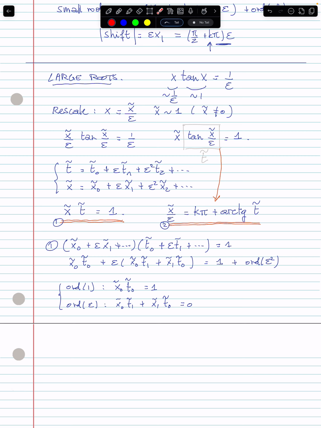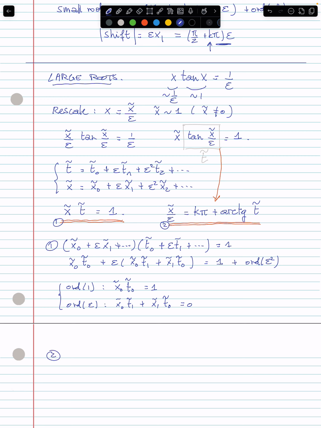Then you see that in the following equation, there are two additional unknowns, x1, t1, but I do expect that the first correction to the second equation will provide also another equation for x1 and t1, and these can be solved all together. All right, so let's keep going and expand the second equation.